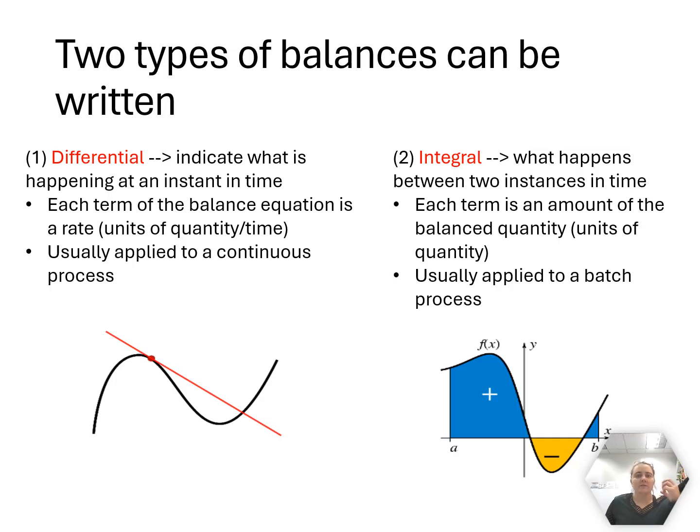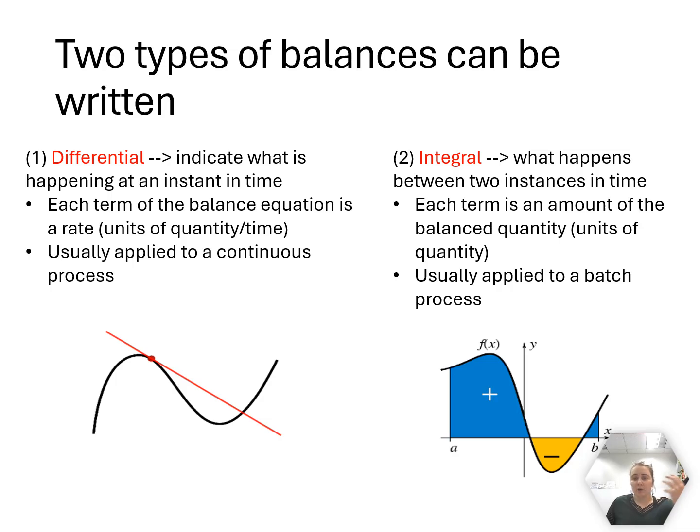amount of time. So each term in the balance is written as a rate, which is in units of quantity per time, and it's usually applied to a continuous process. So differential is real world, what we're going to be doing all the time as environmental engineers. And just as a reminder, differential is related to the slope of a function or the slope of a curve. So at an instant in time, this is what we're talking about.